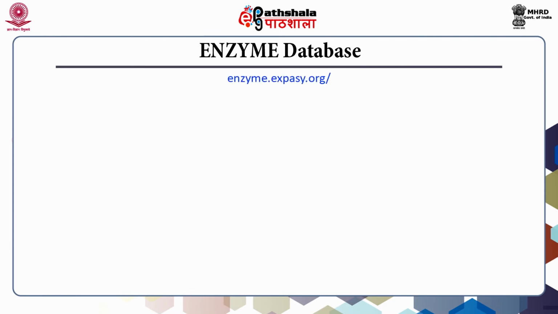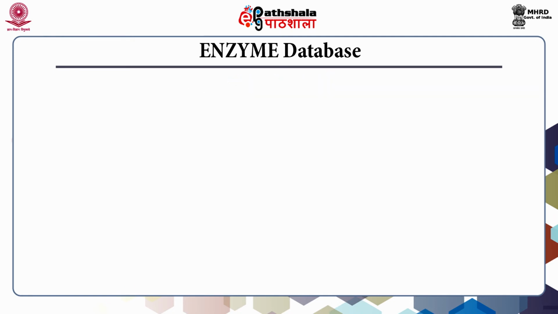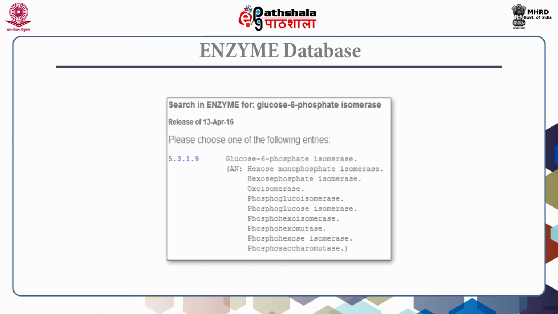Visit the Enzyme database at the Expasy server and search for glucose 6-phosphate isomerase. Click the search button. The results are displayed. This shows that glucose 6-phosphate isomerase has enzyme number 5.3.1.9. In addition, it has several alternative names.